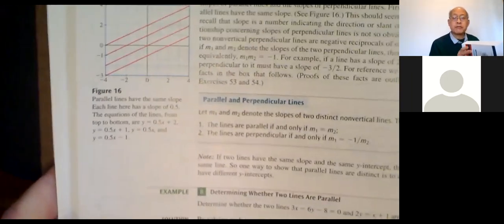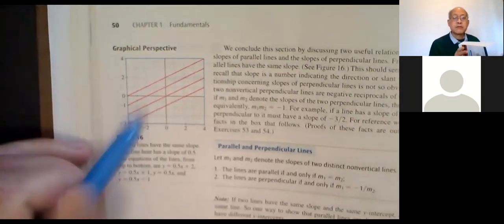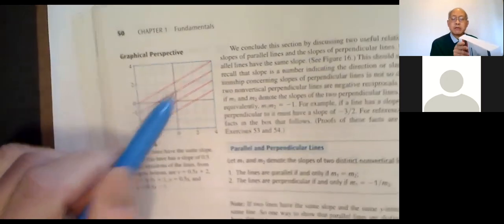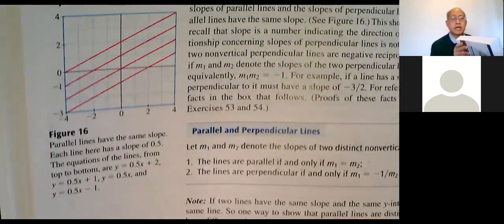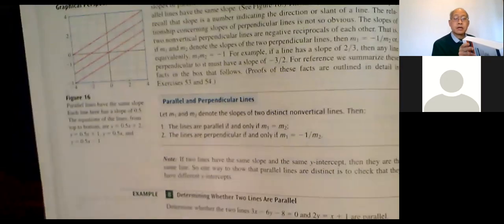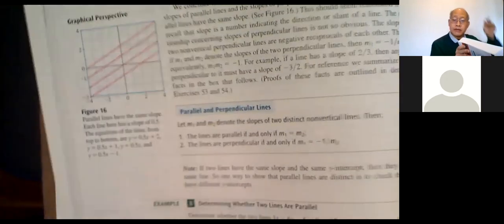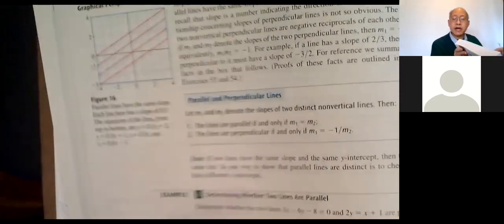And then before we get started, finally, parallel and perpendicular lines. On page 50, here are some lines that are parallel. What seems to be true about them? They have the same slope, same steepness. So lines are parallel if they have the same slope. m1 is equal to m2.